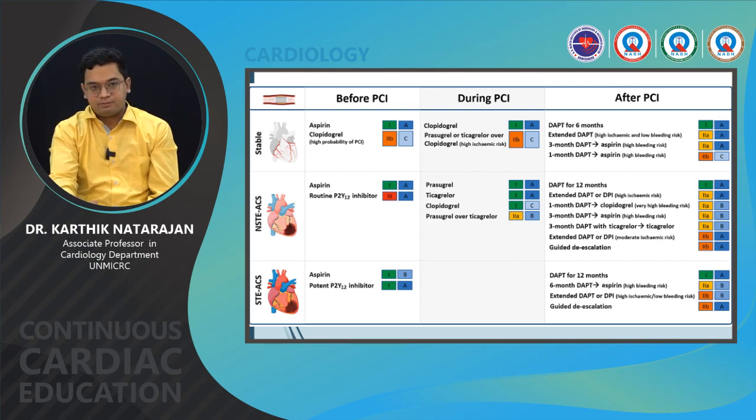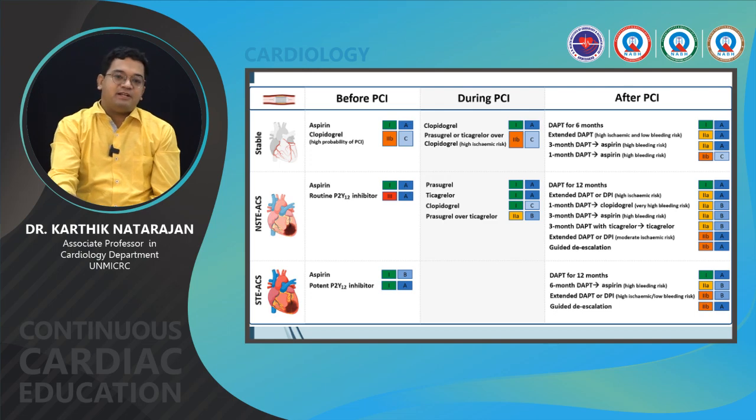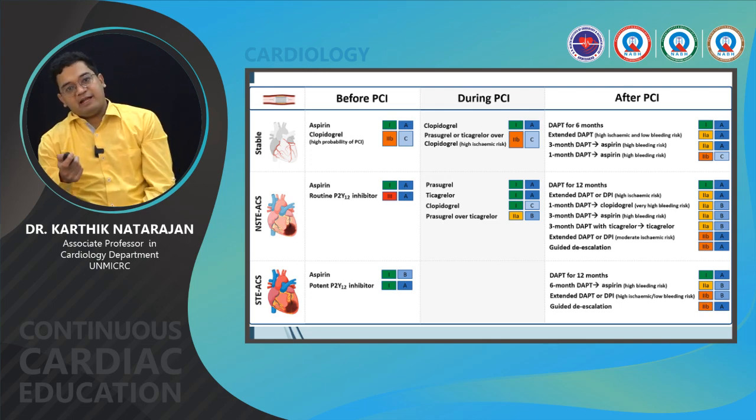Now, if you come to ACS, patients with NSTEMI, again, aspirin needs to be used before PCI. The routine use of a second antiplatelet is prohibited if the patient is not to undergo a PCI. But if the patient is to undergo a PCI, then you need to give the patient either prasugrel or ticagrelor or clopidogrel. Most of the Western world, and in fact even in India, have switched over to prasugrel and ticagrelor as the first line antiplatelet for PCI patients during and post PCI.